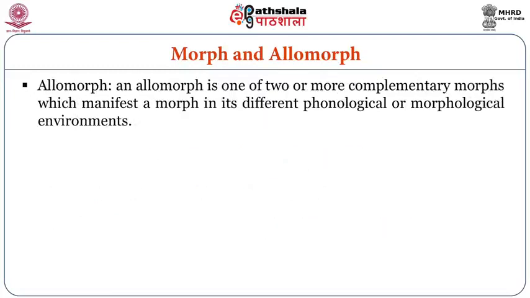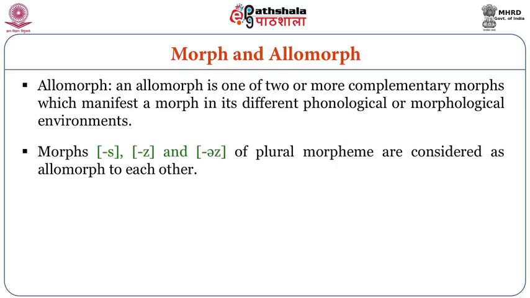Allomorph. An allomorph is one of two or more complementary morphs which manifest a morph in its different phonological or morphological environments. Morphs s, z and iz of the plural morpheme are considered allomorphs of each other.